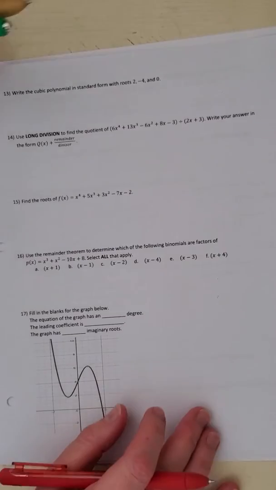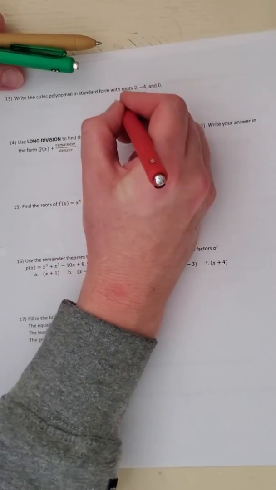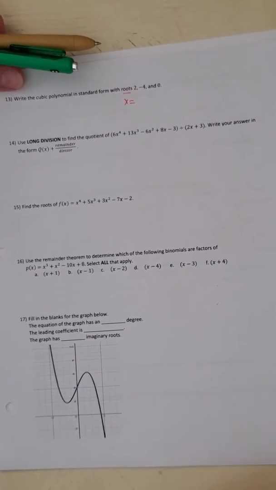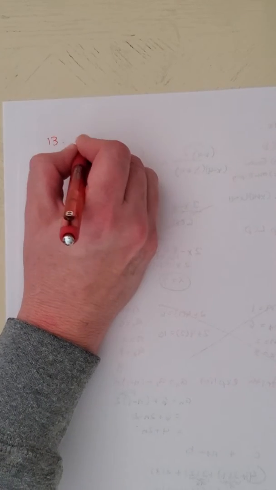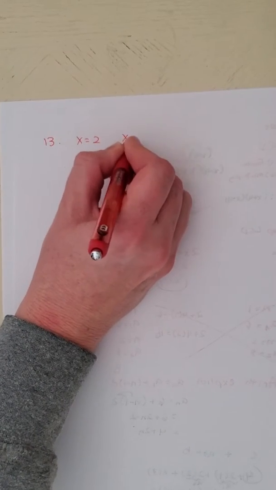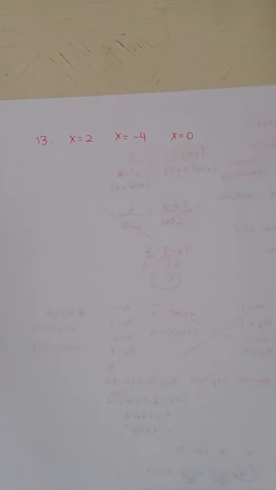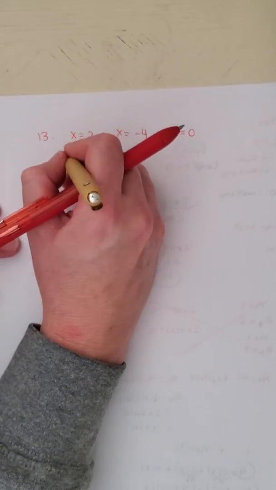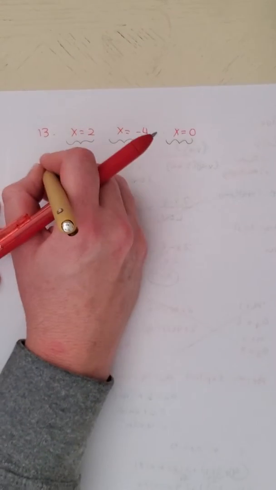All right, next let's flip it over to number 13. It says write a cubic polynomial in standard form with roots. Roots mean x equals, right? Solutions at 2, -4, and 0. So number 13, we have x equals 2, x equals -4, and x equals 0. So what we need to think about is what are the factors that created these?